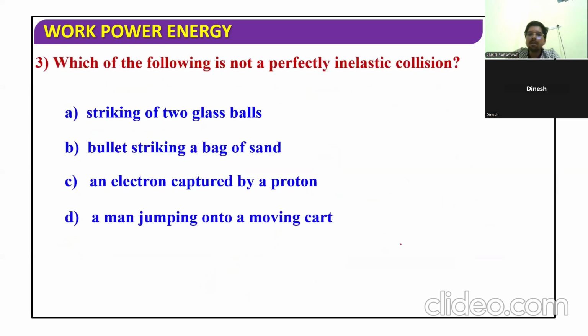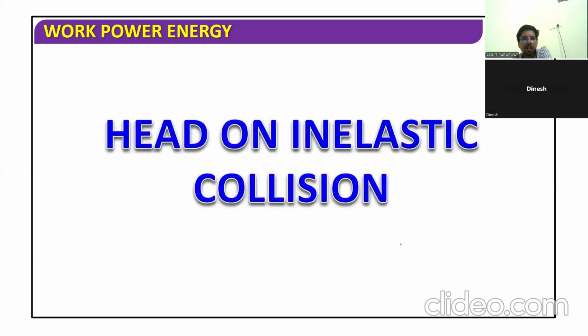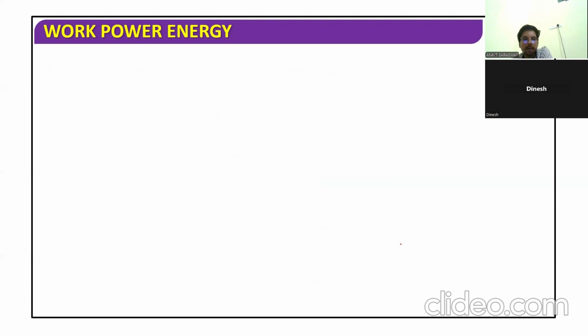Which of the following is not a perfectly inelastic collision? Perfectly inelastic collision means one body will stick with the other body. That is the meaning of perfectly inelastic. Striking of two glass balls, yeah, correct. Now, head-on inelastic collision.